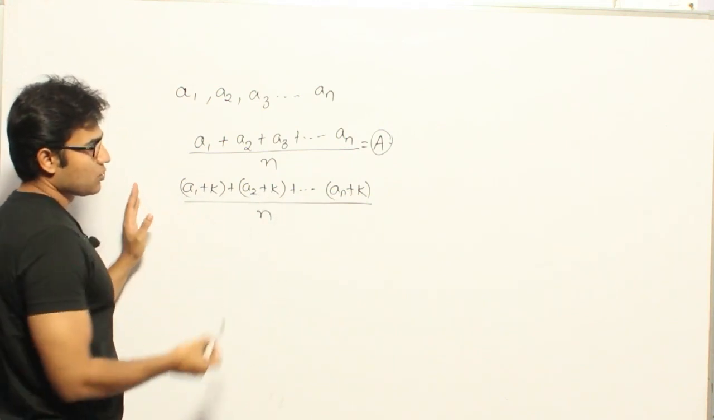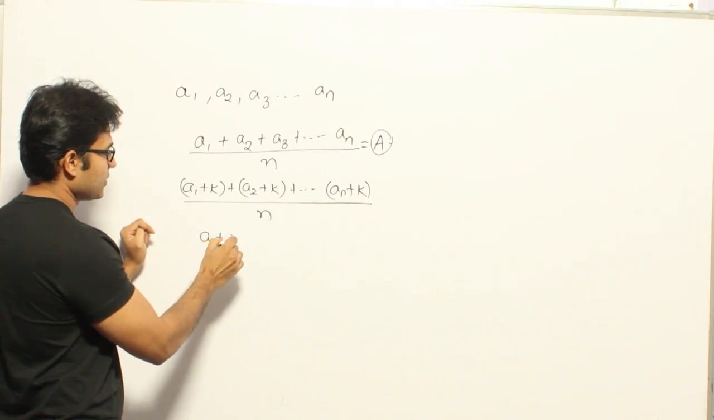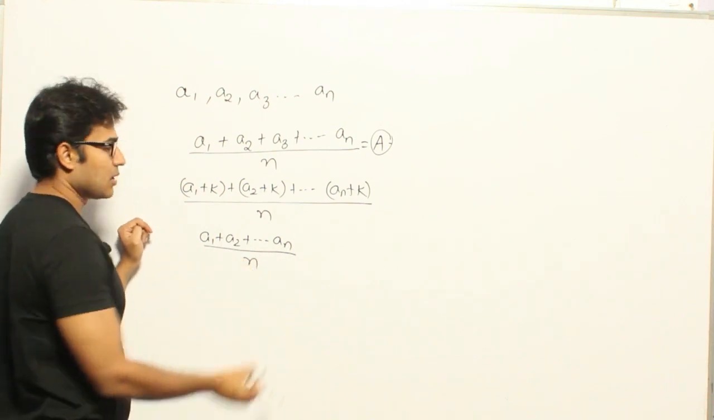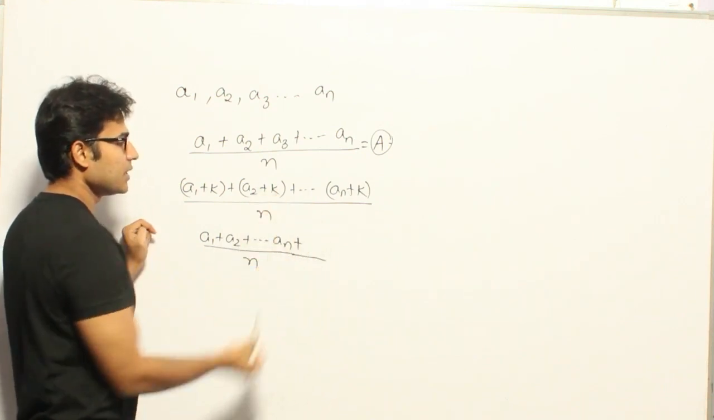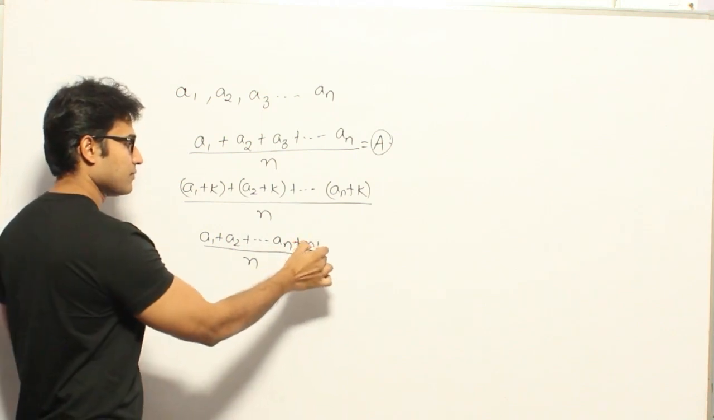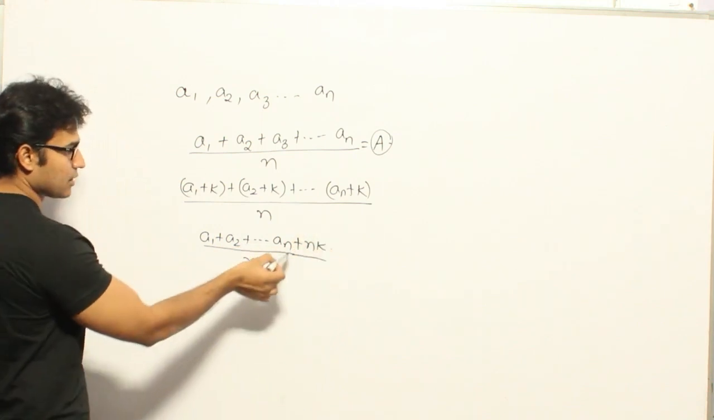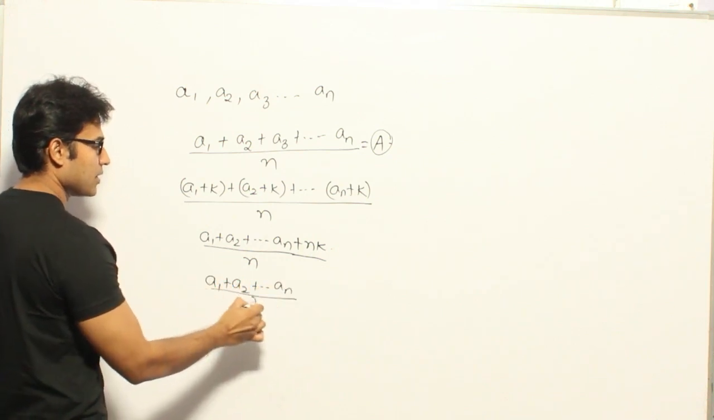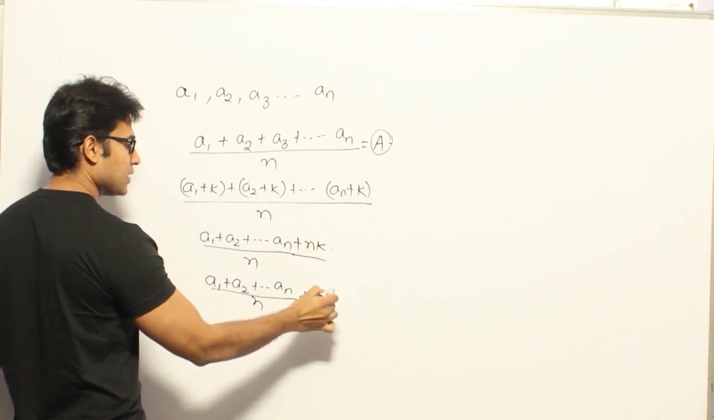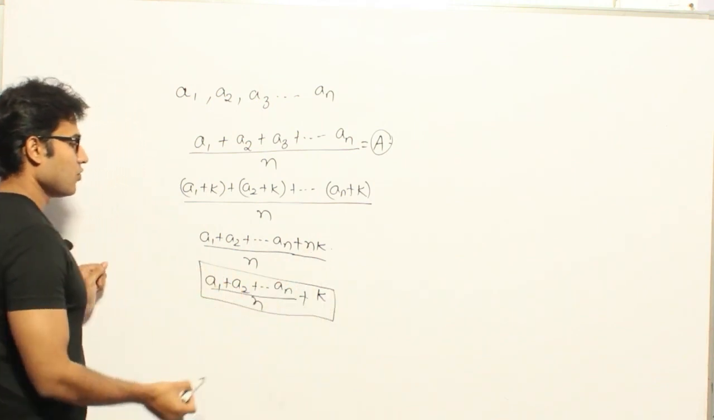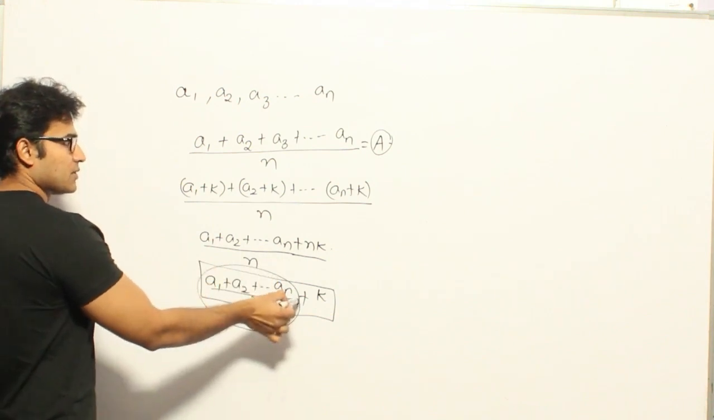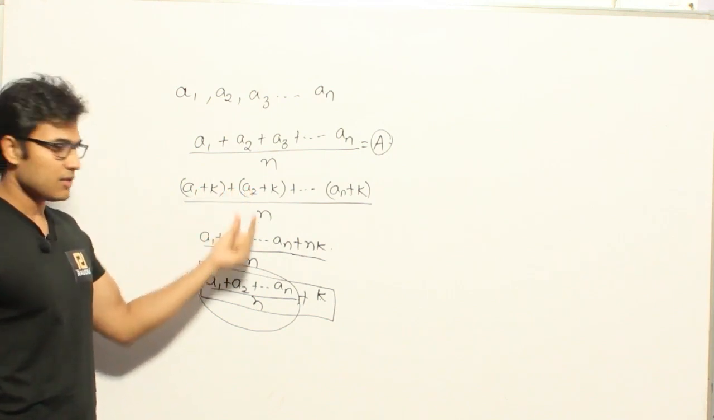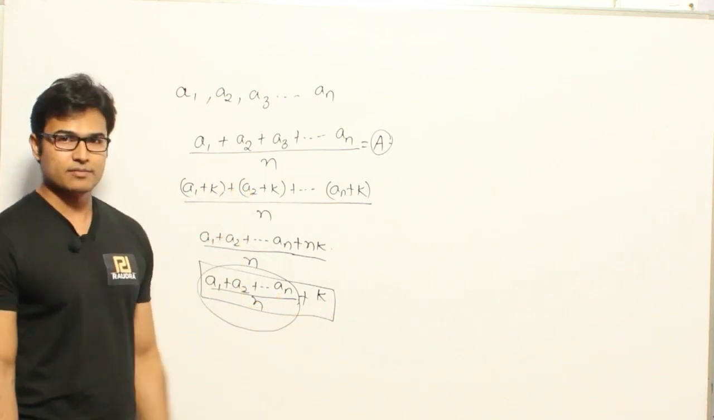Now we can separate it into two terms. One is a1 plus a2 plus a3 plus so on an, divided by n, plus k will be there n times, therefore nk, right? Now what can I write? It is going to be a1 plus a2 plus so on plus an divided by n, plus nk by n, which means k. So this is the new average. Therefore the new average is old average plus k. So when I increment all the values by k, then the new average will be old average plus k, right?